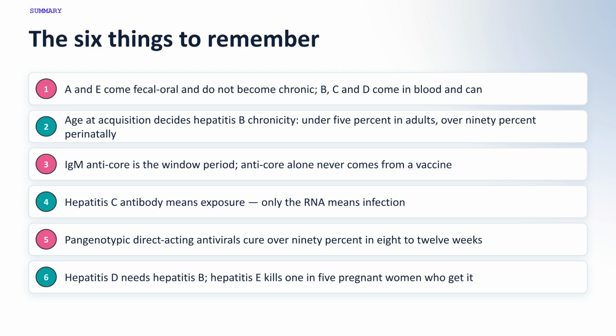3. Immunoglobulin M anti-core defines the window period, and anti-core alone never comes from a vaccine. 4. Hepatitis C antibody means exposure. Only the RNA means infection. 5. Modern antivirals cure over 90%. 6. Hepatitis E in pregnancy is lethal. And other viruses, including pegivirus, cytomegalovirus, Epstein-Barr, herpes simplex, and varicella, can all cause hepatitis too.